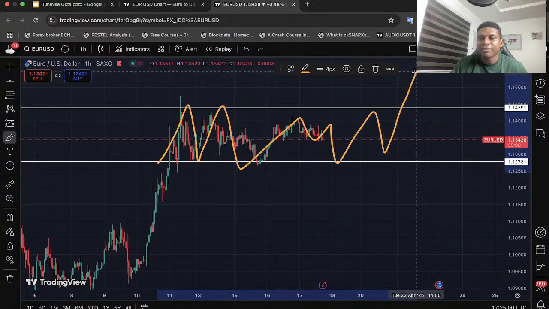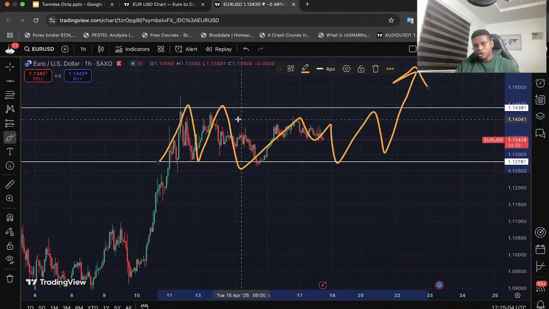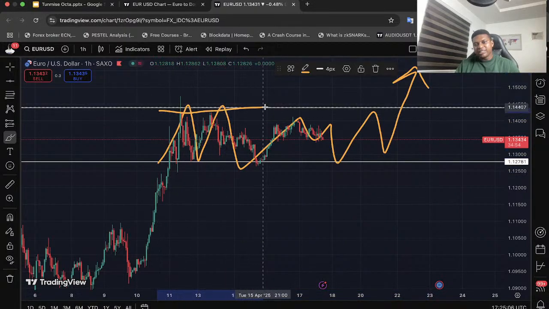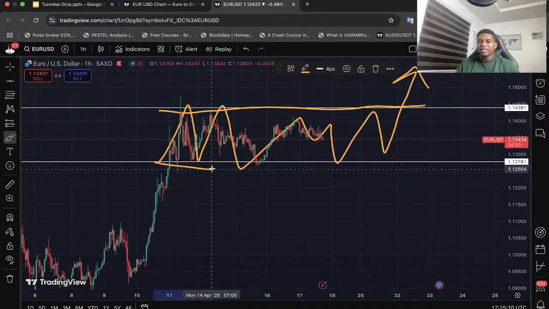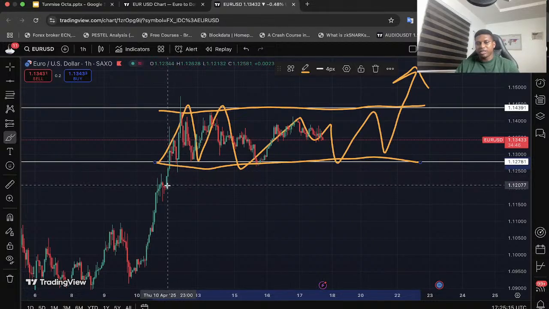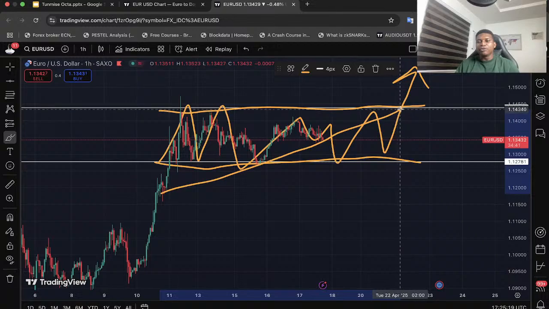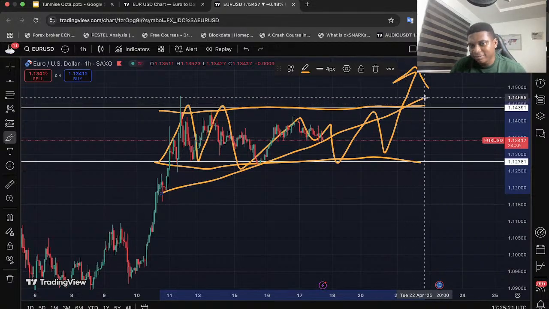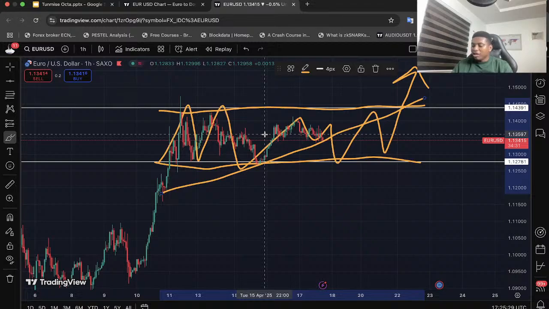And voila. So this is a resistance zone we are watching. This is a support zone we are watching. The higher probability is that price would break out to the upside. That is the higher probability. After this consolidation, price breaks out to the upside.